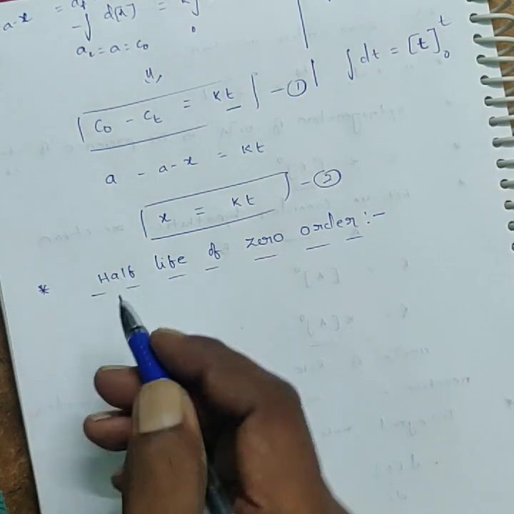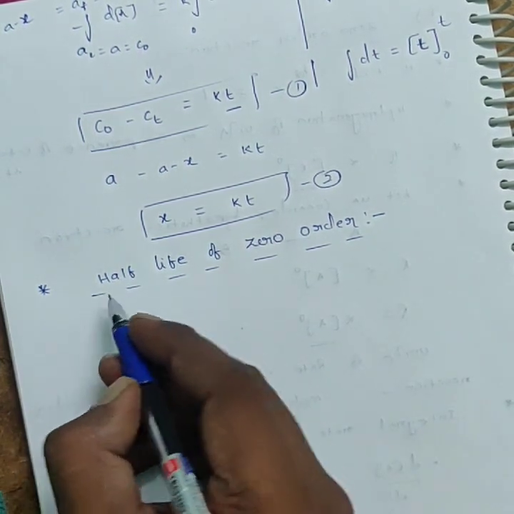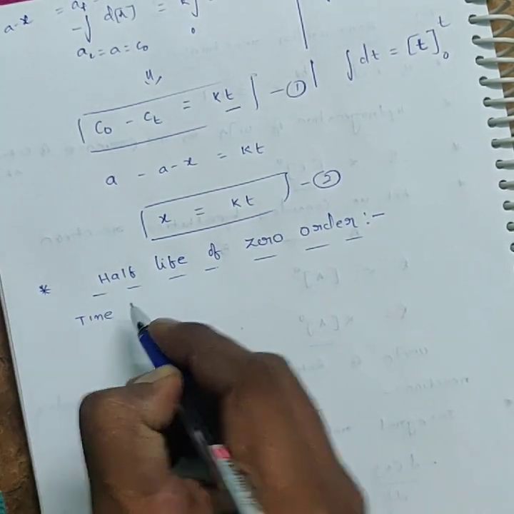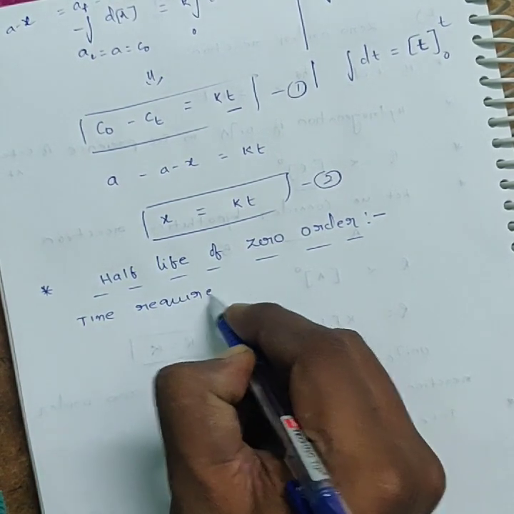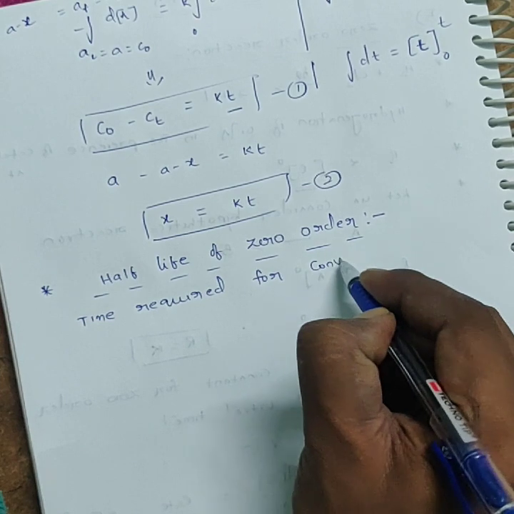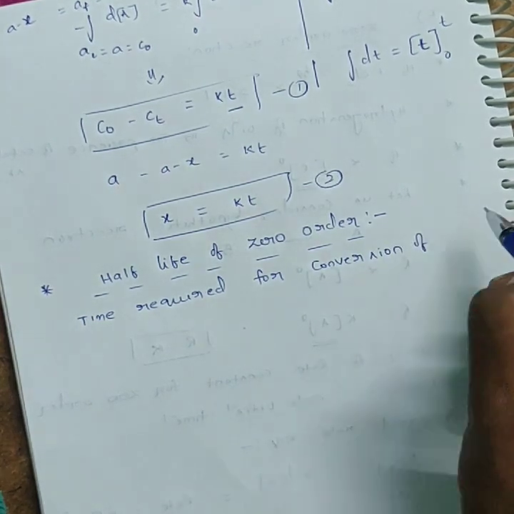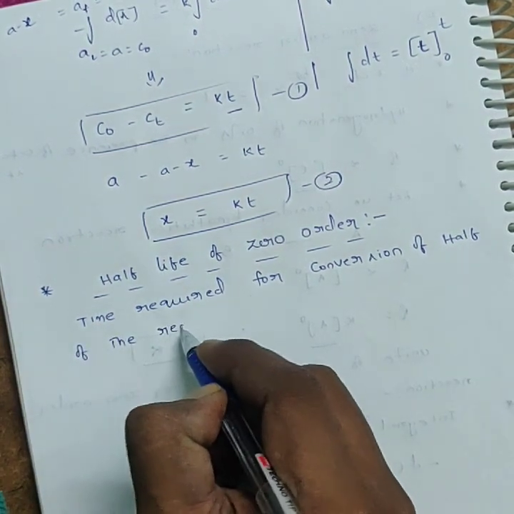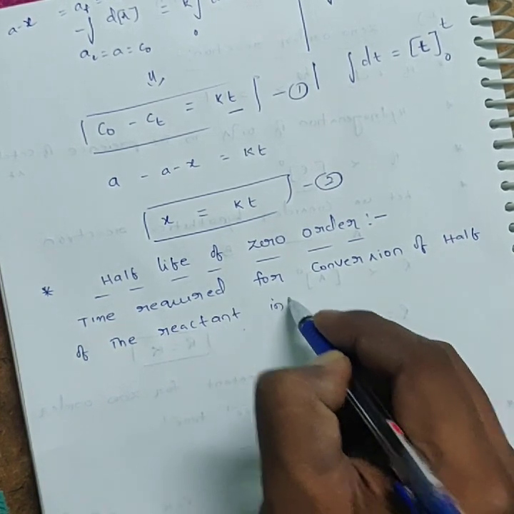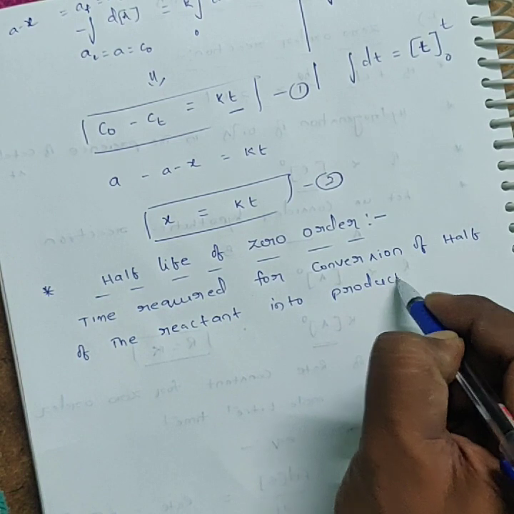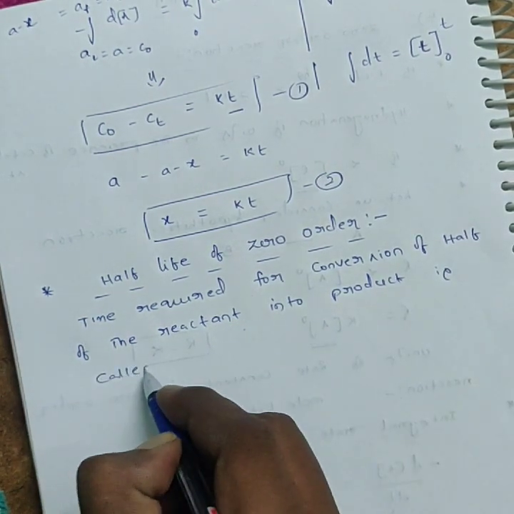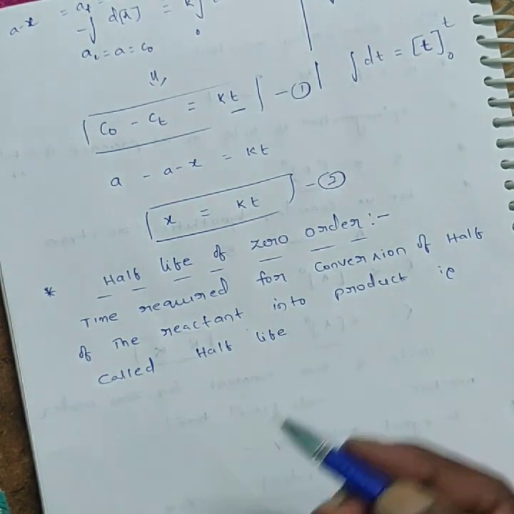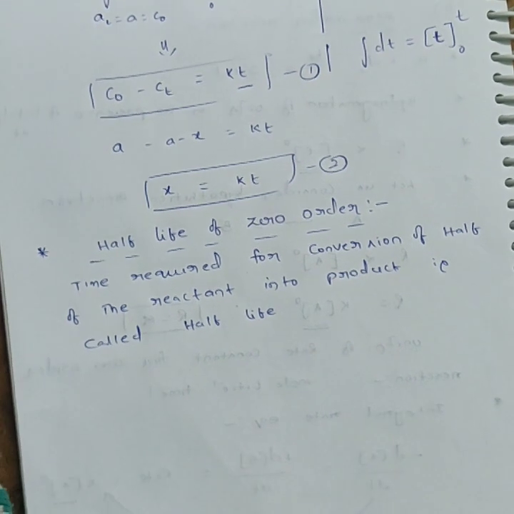So here imagine, I will write the definition here itself. Time required for conversion of half of the reactant into product is called half-life. Let us calculate half-life for zero order reactions.